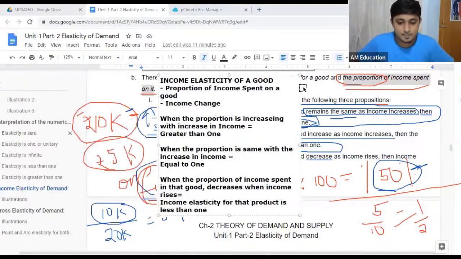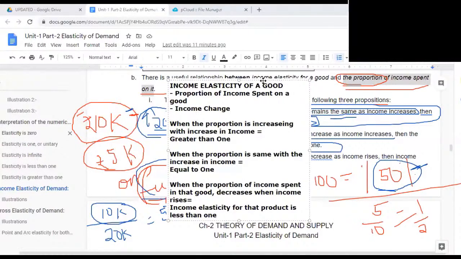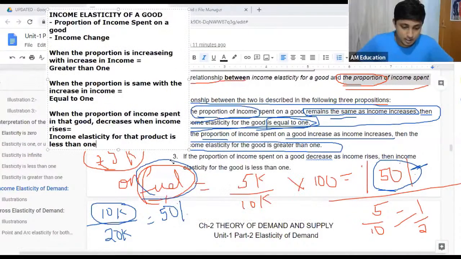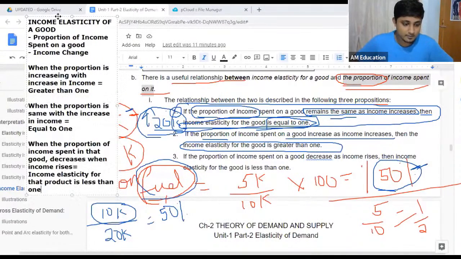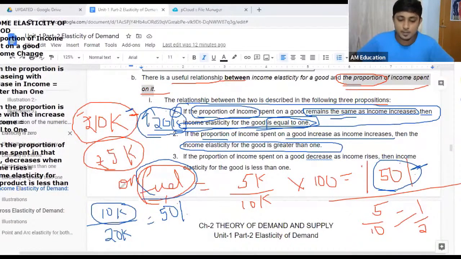Got this thing, guys? Yes, sir. Now can you tell me the examples with these numbers that we already have? Our initial proportion was how much? 50%.